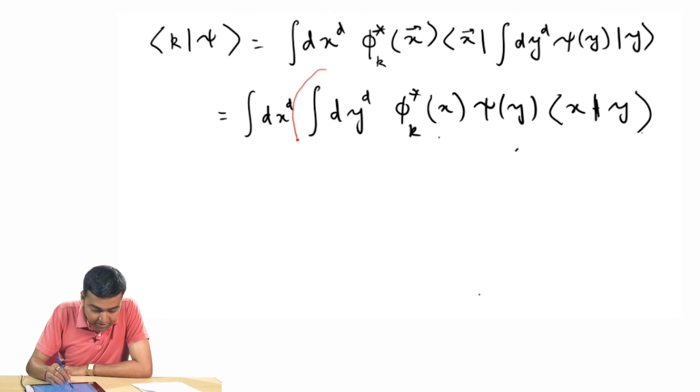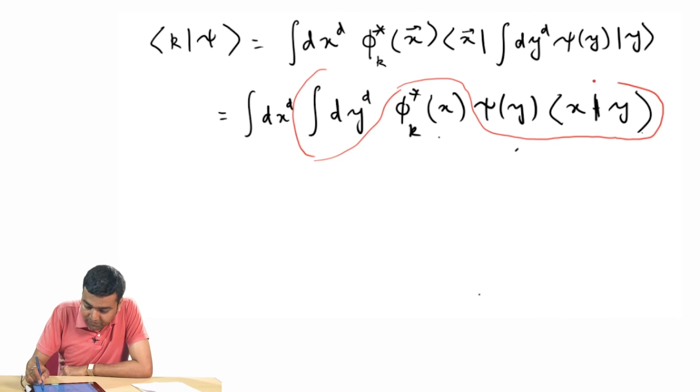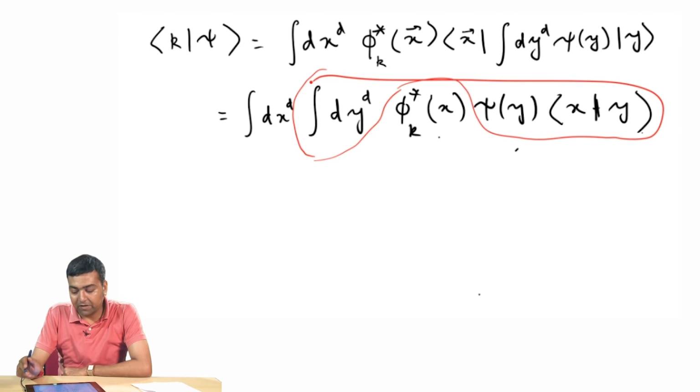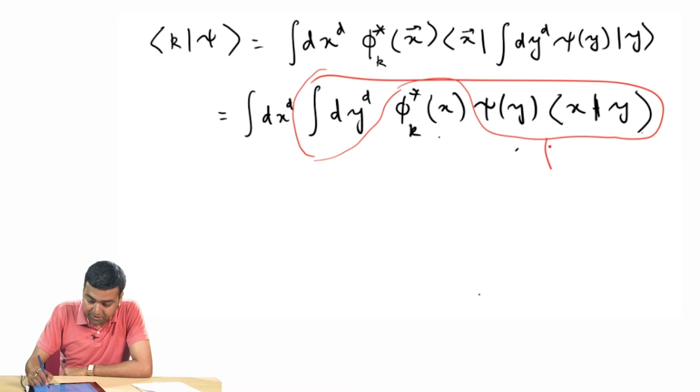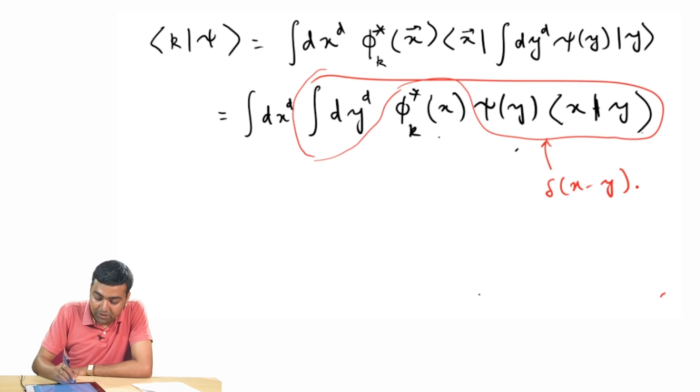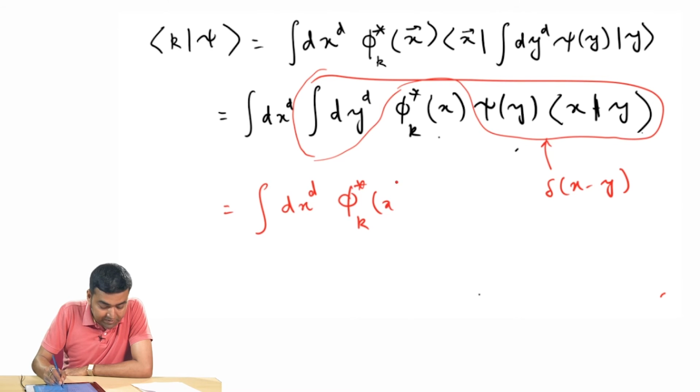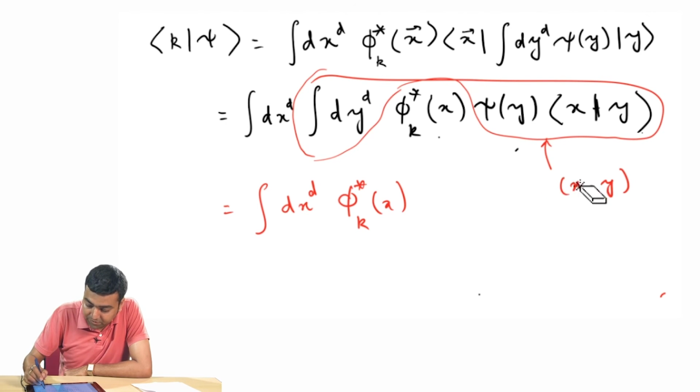So, if I perform this integral here, what I will get is delta x minus y. Okay. So, if I do that, then what I have is dx, and I have phi star k x, sorry, there is a mistake here. So, this won't be this one.